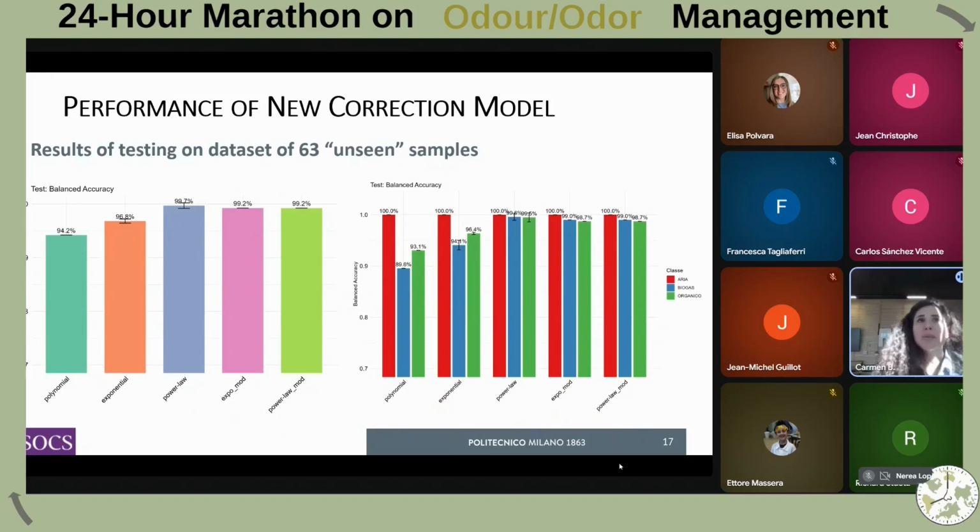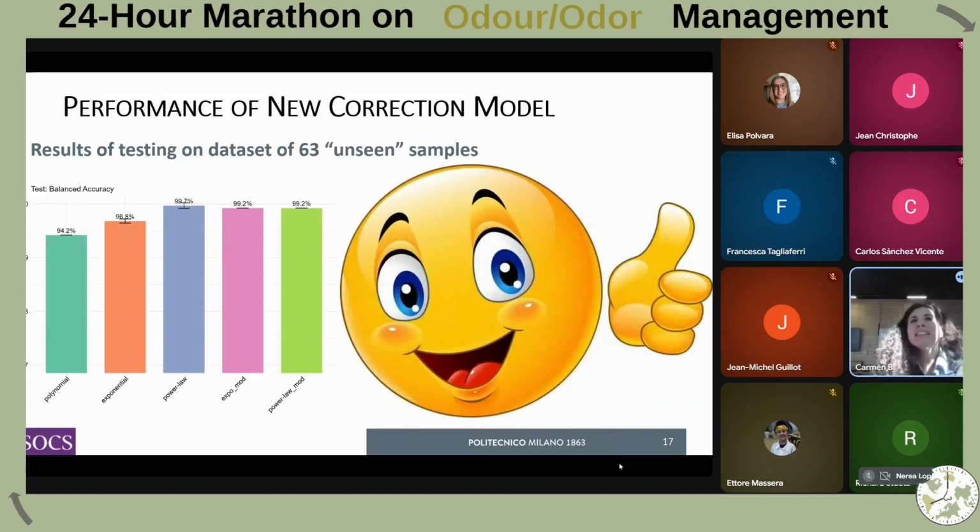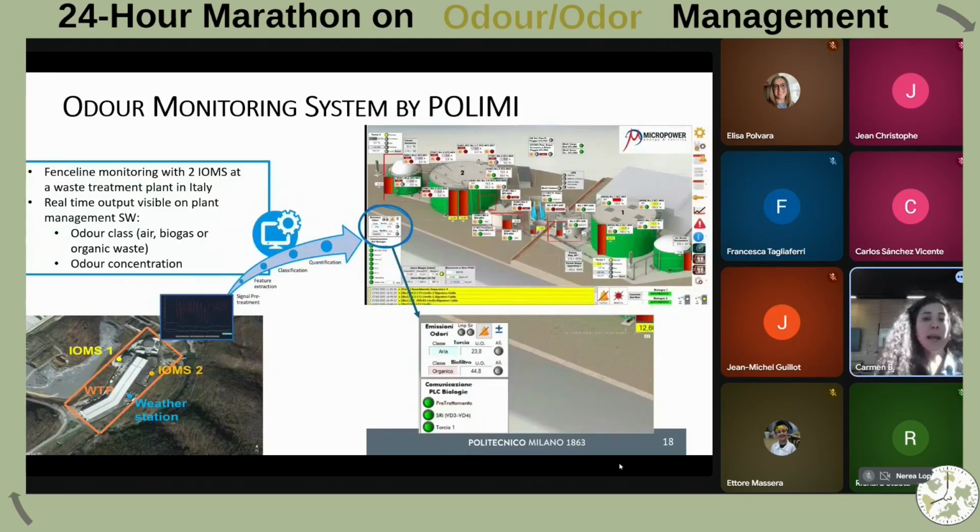The results that we obtained on the 63 samples, completely unseen by the model, show that the correction allows us to improve the performance of the classification models, even if we were using aged sensors. And so these results make us happy because we were able to implement a robust version of the software compensation of interferences that cannot be managed in other ways during the monitoring periods.